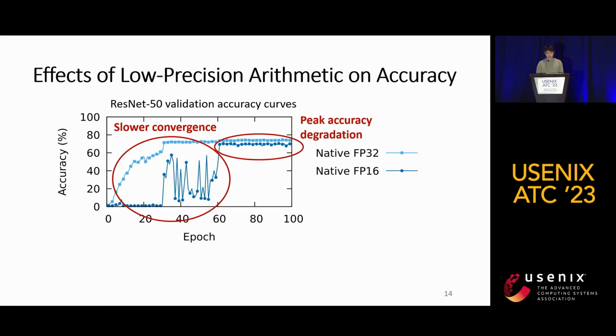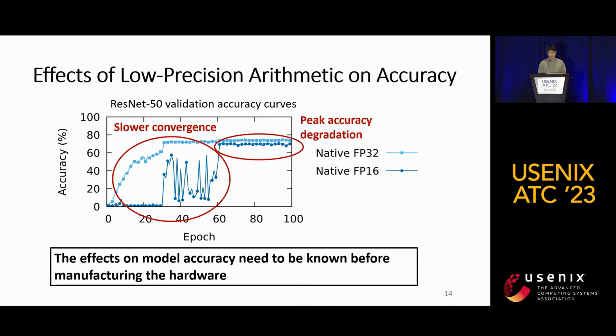This phenomenon can be even more serious and could even cause certain models not to converge. As manufacturing hardware is extremely lengthy and expensive, people need to decide the trade-off between performance and accuracy before manufacturing the hardware. So without real hardware equipped with these optimizations, how do we know the effects of these optimizations beforehand?